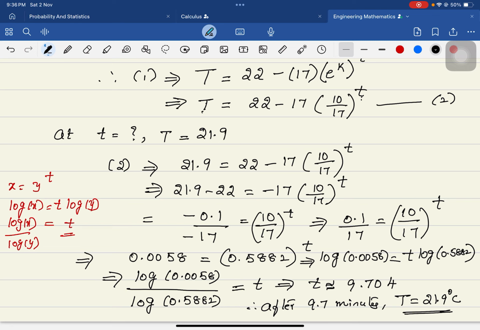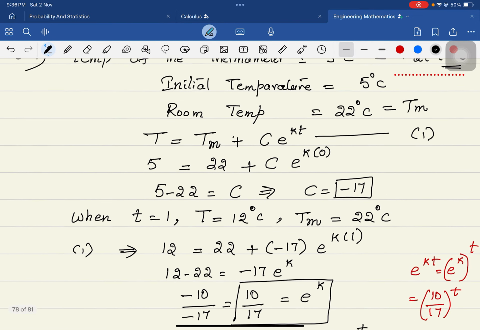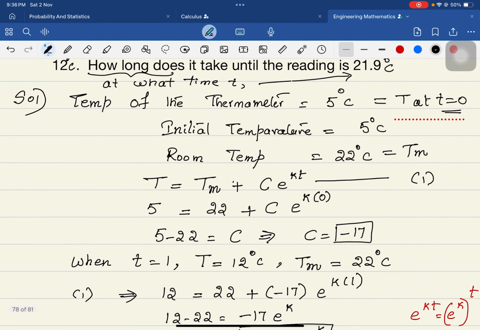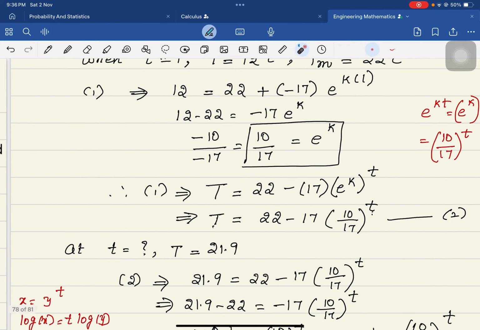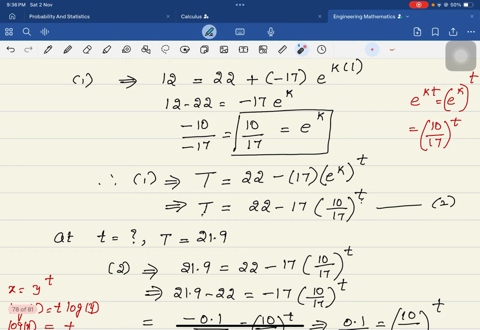So this is what you can understand. I hope it is clear to all of you. This is the way to do the problem by using Newton's law of cooling. You are given the equation and the initial time. From that you have to find the value of C, which is the first step. After finding C, the second step is to find e power k. Then write down the equation by putting in the values of C and e power k.